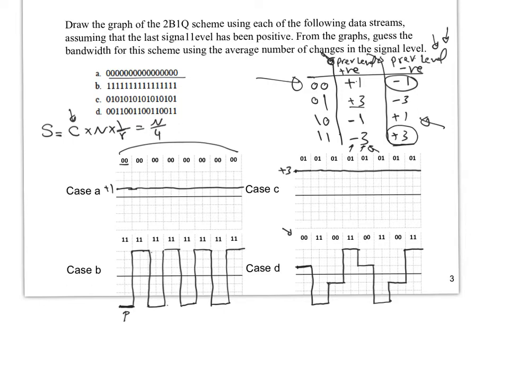So the number of voltage level change equals to what is the number of voltage level change in case number one? Zero. Bravo. For the second case? No, for the case B.